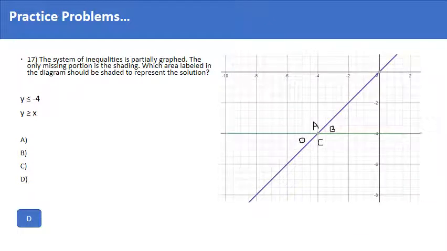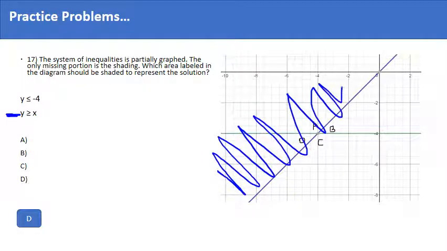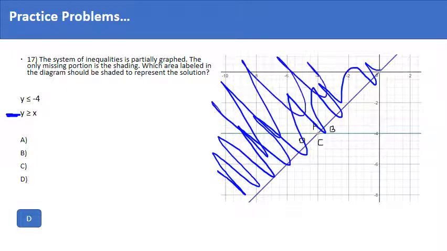All right, so let's look at this one. The system of inequalities is partially graphed. The only part that's missing is the shading. So we need to figure out the shading. Which area of the diagram represents this shaded region, the region you would have in common, which would be the solution? Now I have this blue line. The blue line is y is greater than or equal to x. Remember, greater than means I'm going to shade above. So here's that part, I'm just shading above.